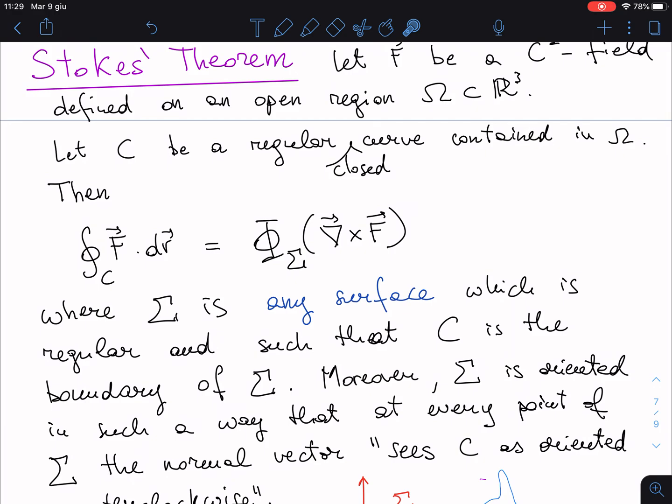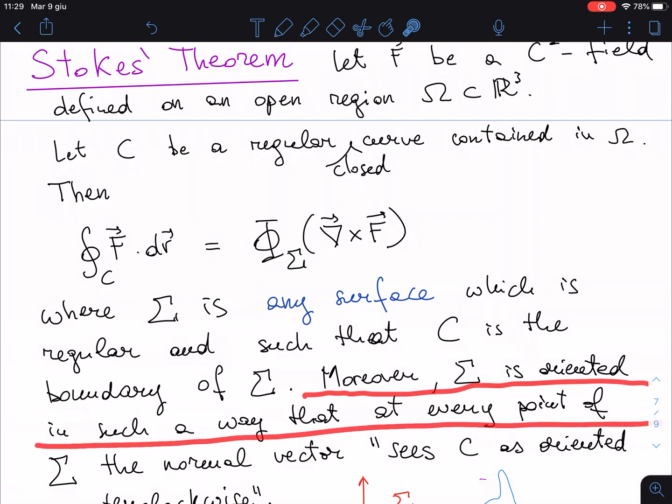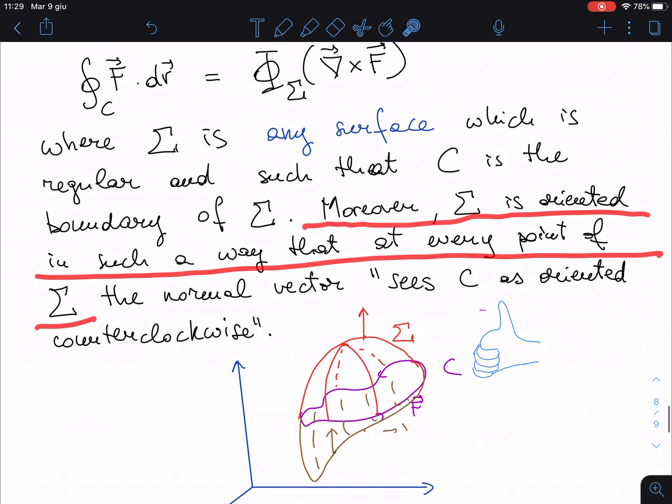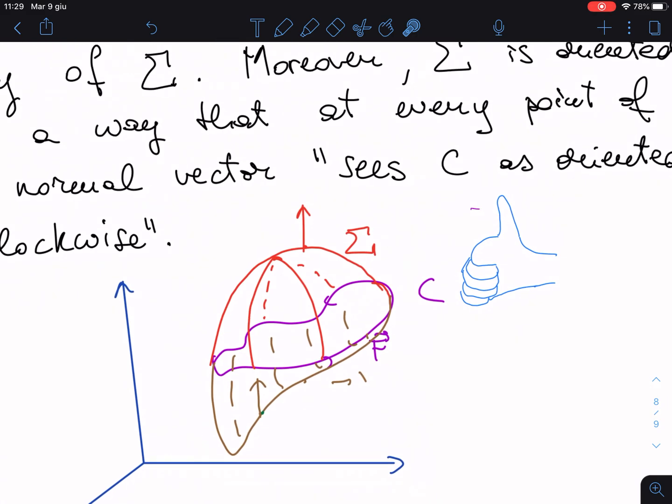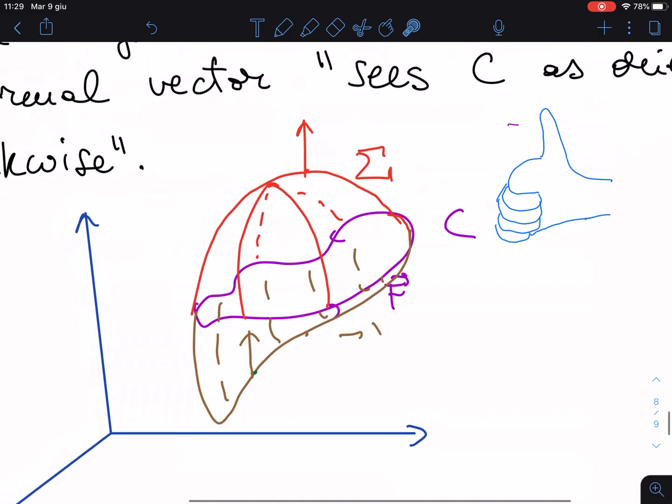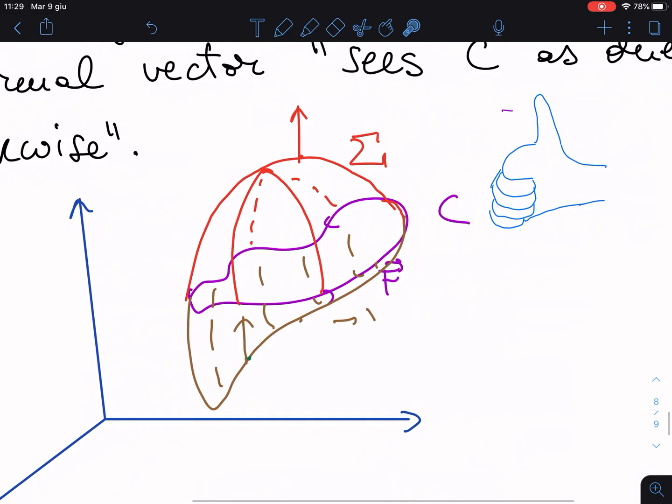This is somewhat stunning. Moreover, sigma is oriented in such a way that at every point of sigma, the normal vector sees C as oriented counterclockwise. Okay, and here one has to understand a bit, so let me give you an example. Here you have your starting point, which is the curve C, and you want to compute the circulation of the field F along the curve C.